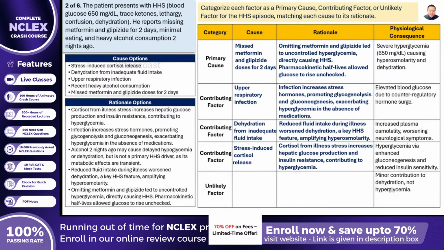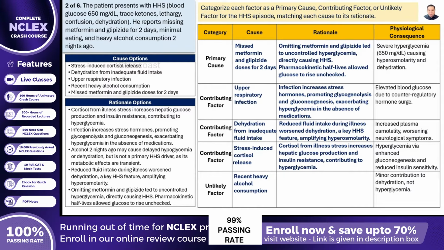And look into the right column. The clue here is hyperglycemia via enhanced gluconeogenesis and reduced insulin sensitivity. So that's your hint right there. Lastly, we have the unlikely factor. The correct answer here is recent heavy alcohol consumption. Remember that the patient drank heavily 2 days ago.